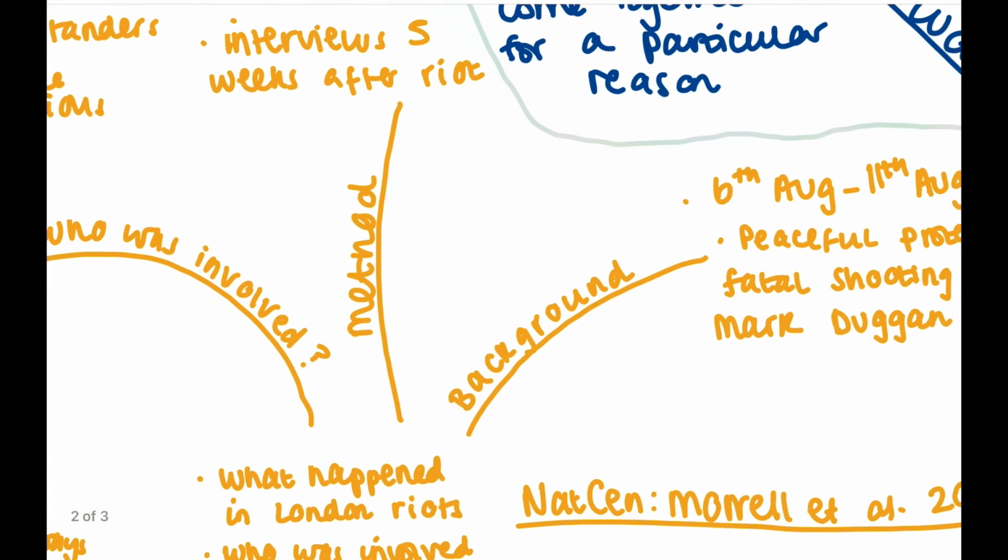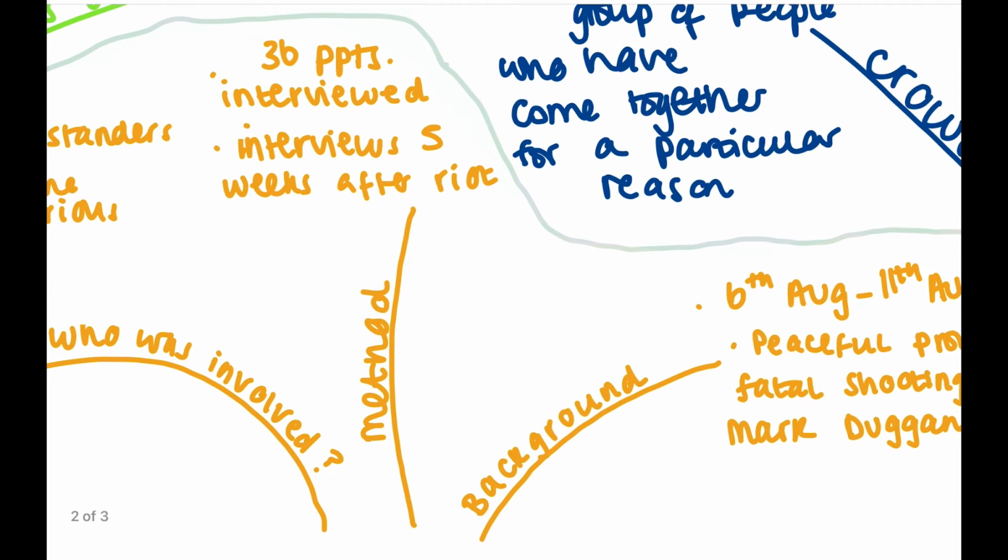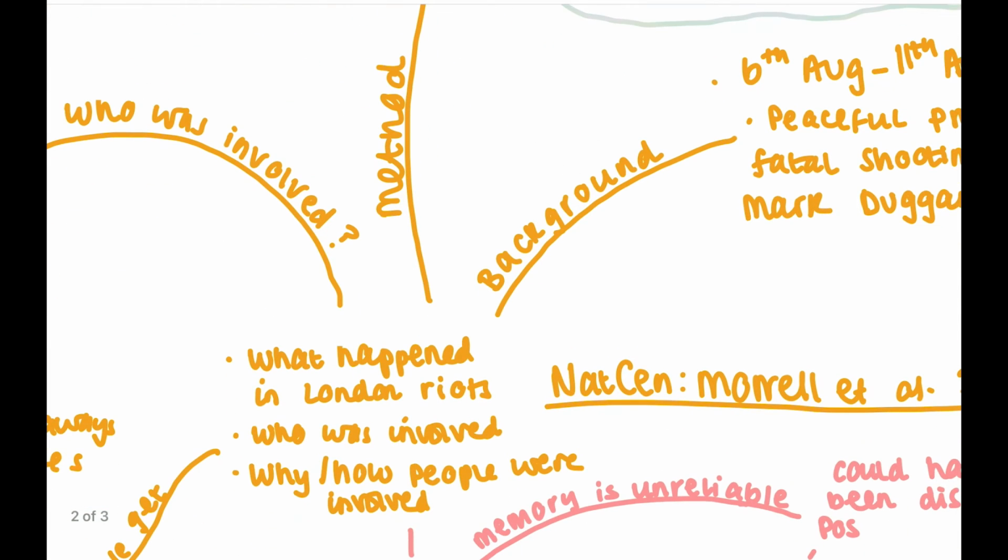So the method then, they had 36 participants that they interviewed, and the interviews took place 5 weeks after the riot. They wanted it to be quite quickly after the riots, but obviously they needed time to get the ethical approval and to work out what they were going to investigate.